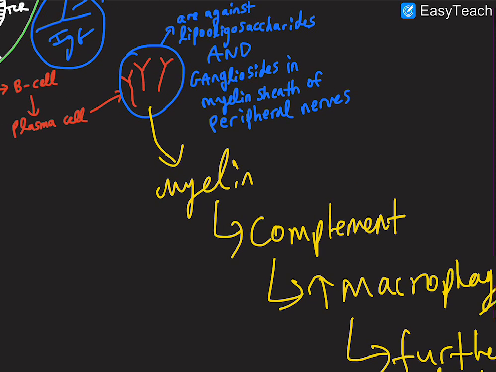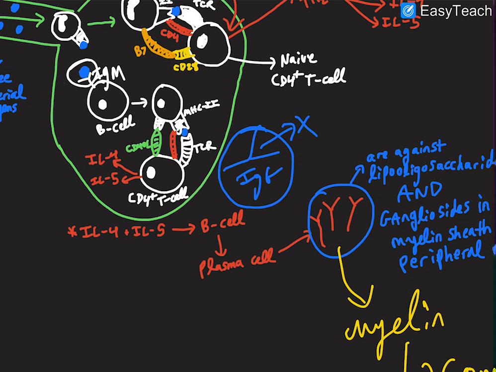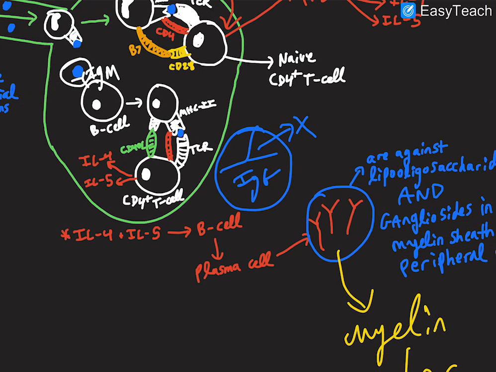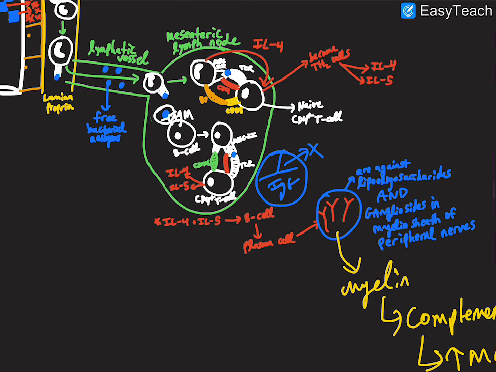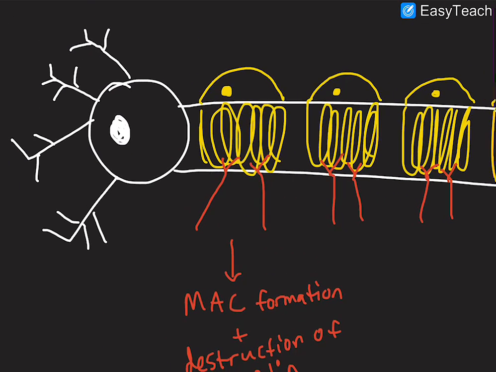Okay. So I hope that makes sense now of why we call this molecular mimicry. So now let's just talk about the findings for Guillain-Barré syndrome, right? So let's go from the top. So let's say this is our myelin, right?